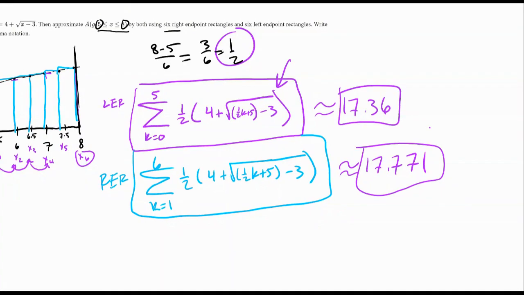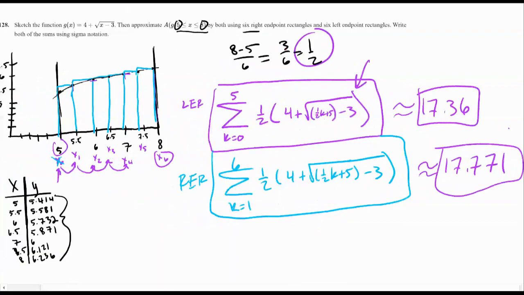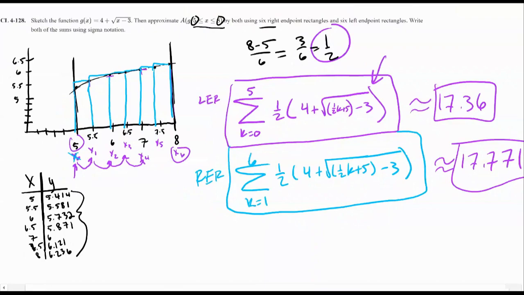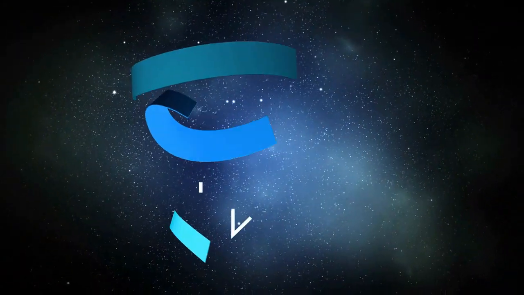So at the end of this, I sketched the graph. Then I found the estimate for the left endpoint rectangles and the right endpoint rectangles. And I wrote both of their sigma notations. Lots to this problem and lots to understand, but if we break it down into smaller steps, it's not too bad.